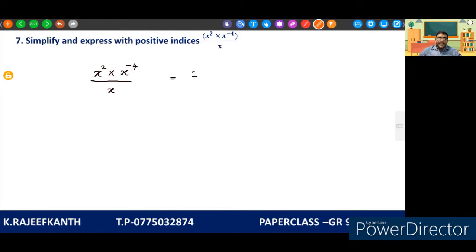So here, x to the power 2 plus minus 4 over x. That means x to the power 2 plus minus 4, that is minus 2, right? X to the power minus 2 over x. Here plus into minus is minus, so 2 minus 4 is equal to minus 2, then x to the power minus 2 over x. Here the index is 1.